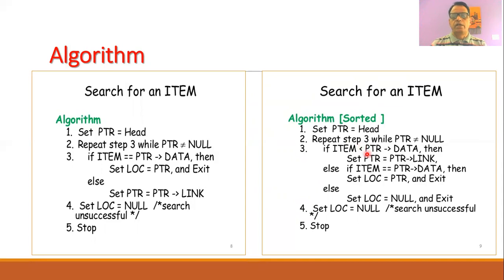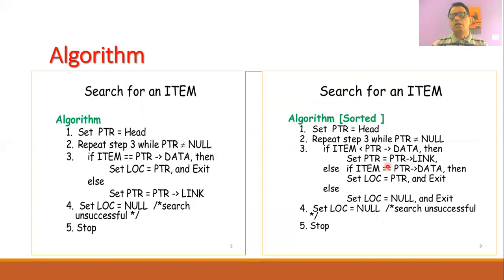Now we will check if the item is less than the data value, and then we will set the pointer equal to the link field. If the item matches with the data value, then we will set the location equal to pointer and exit the loop. Otherwise, we will set the location equal to null and then exit. And if the location is equal to null, then we can say that the search is unsuccessful.